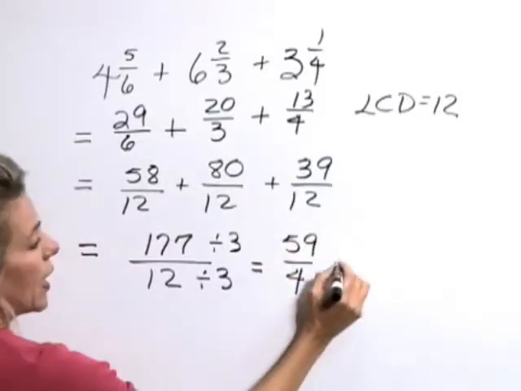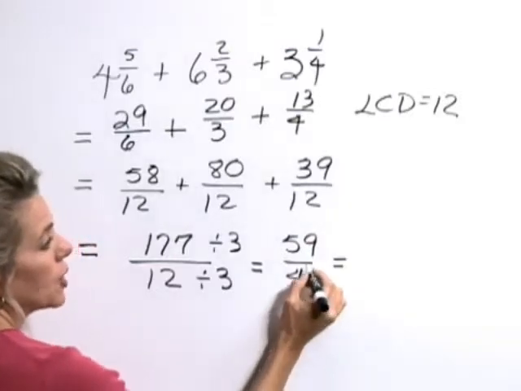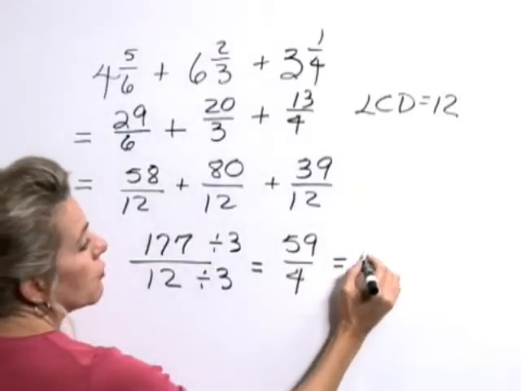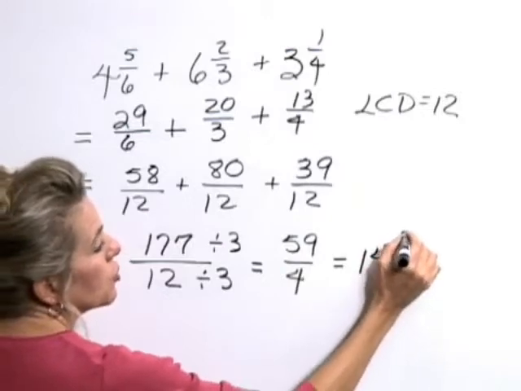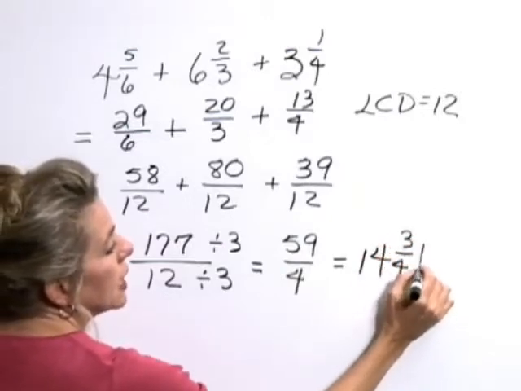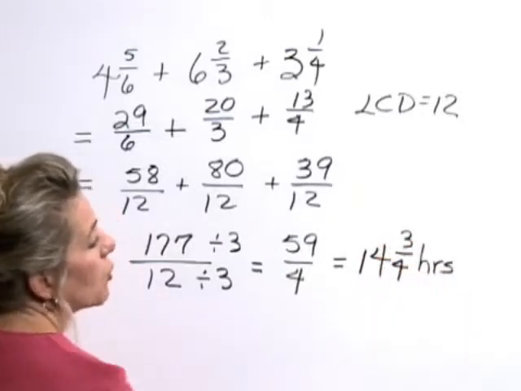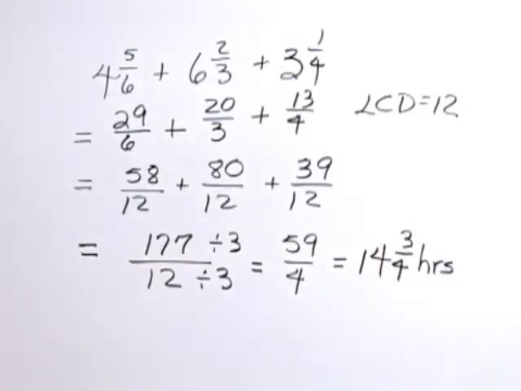And we can convert that to a mixed number. 4 goes into 59 14 times with 3 left over. So 14 3/4 hours is the total number of hours she spent training for the wheelchair race.